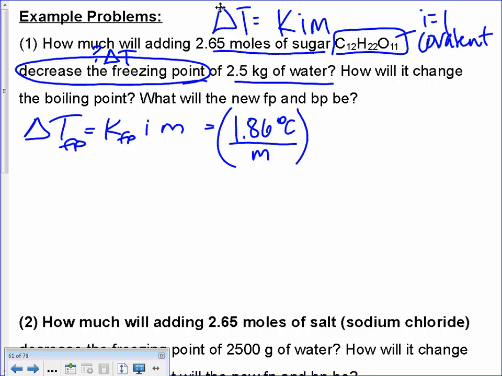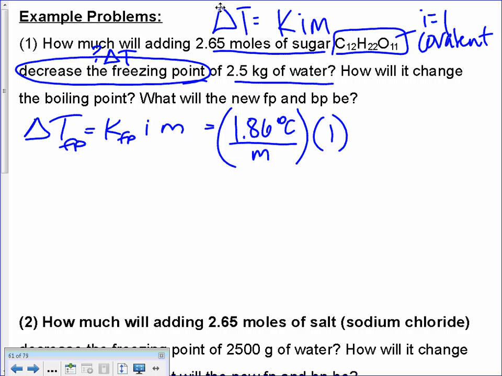Okay, so I think you should first identify, is this solute ionic or covalent? If it's covalent, stick with 1, because it doesn't break up, and if it's ionic, you've got to go through a degree of dissociation. So the i here is 1. What does little m stand for again? Molality. And what are the units for molality? Moles over kilograms of solvent.